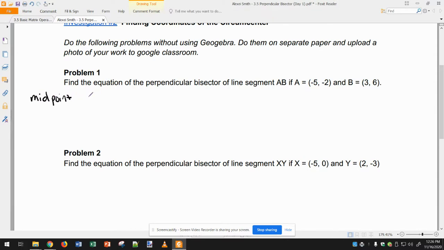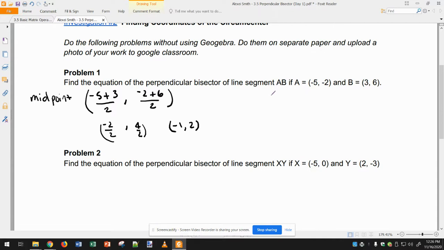The midpoint: x1 plus x2 divided by 2, and then y1 plus y2 divided by 2. So the midpoint is negative 2 over 2 and 4 over 2. Simplify that to negative 1 and 2.